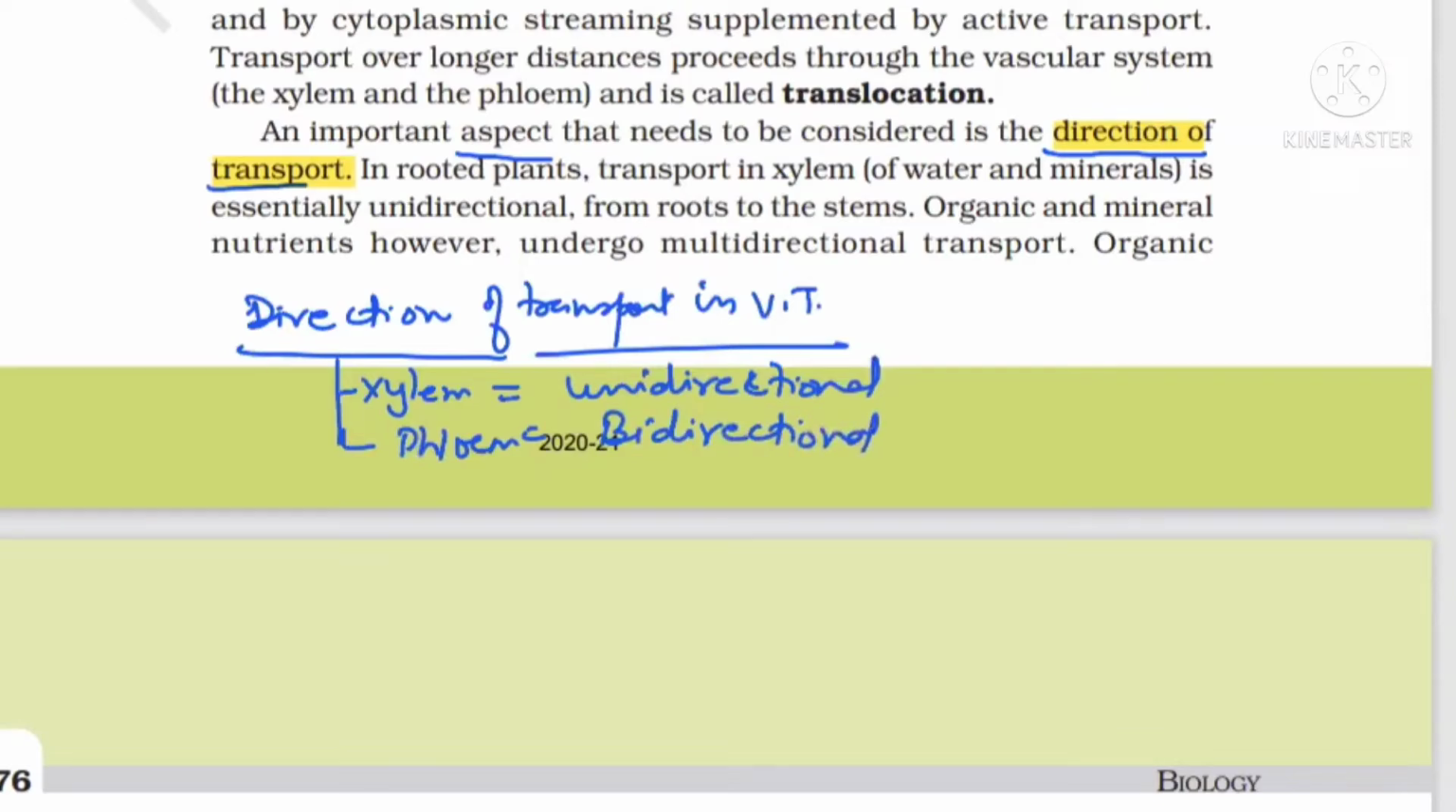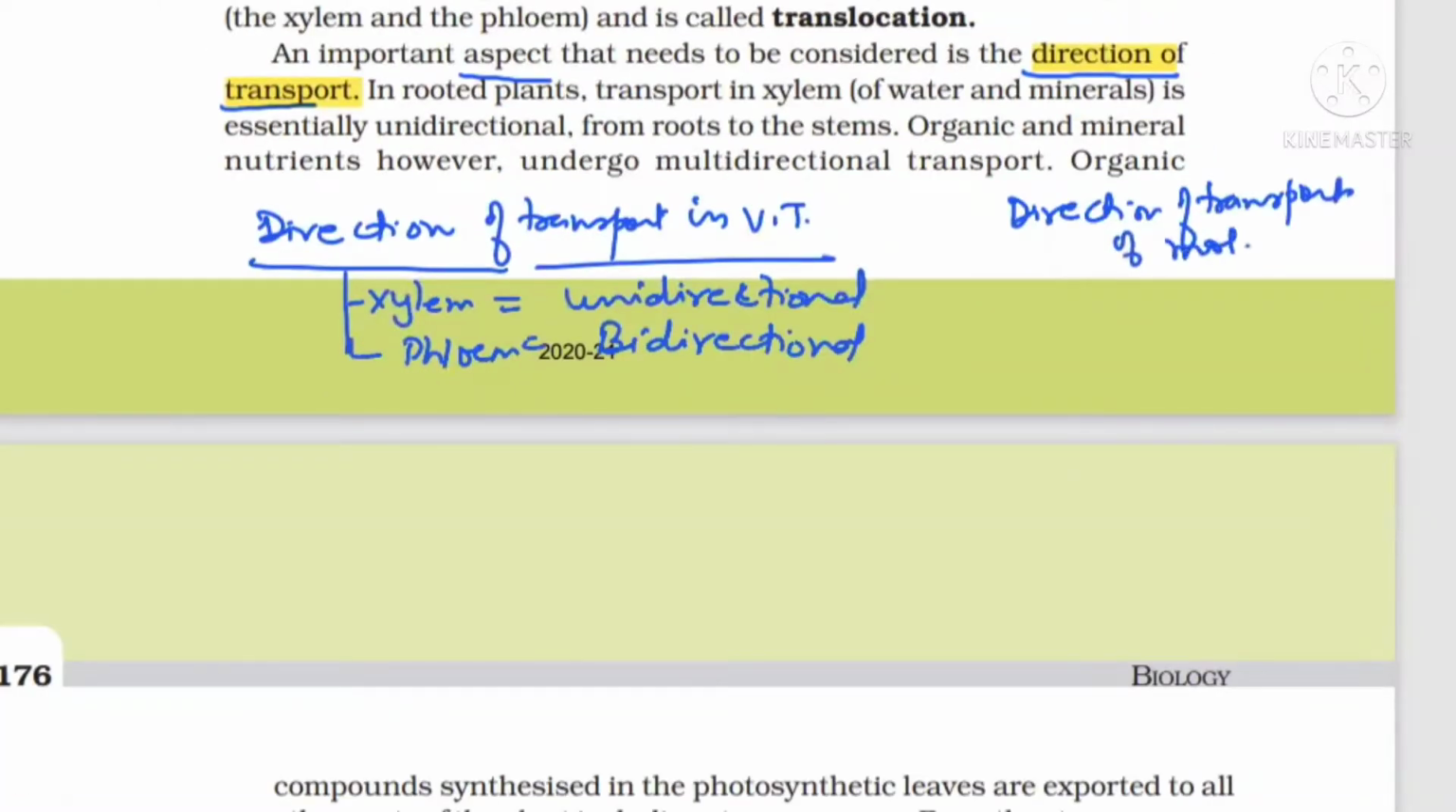Now, direction of the transport of organic nutrient. Direction of transport of nutrient, of the biomolecules, means organic, inorganic, and PGR. If you see, beta, organic and mineral nutrient, they are going for bidirectional. Clear, beta? They are going for bidirectional. I'm writing it down, please check it.